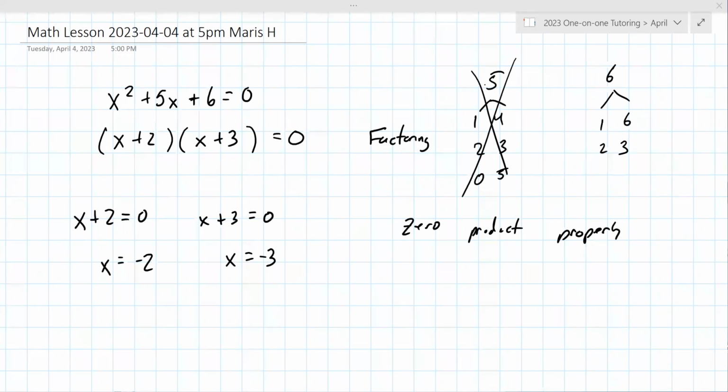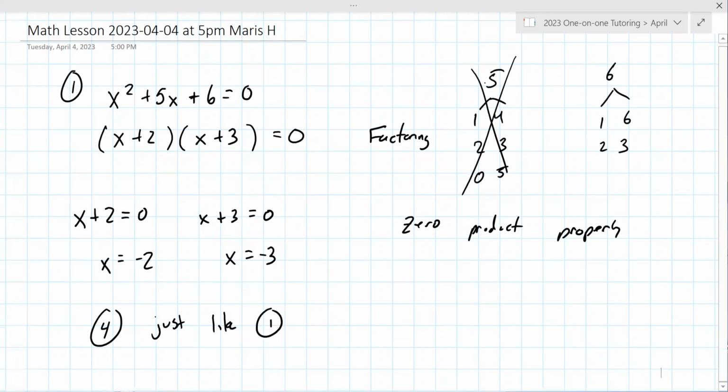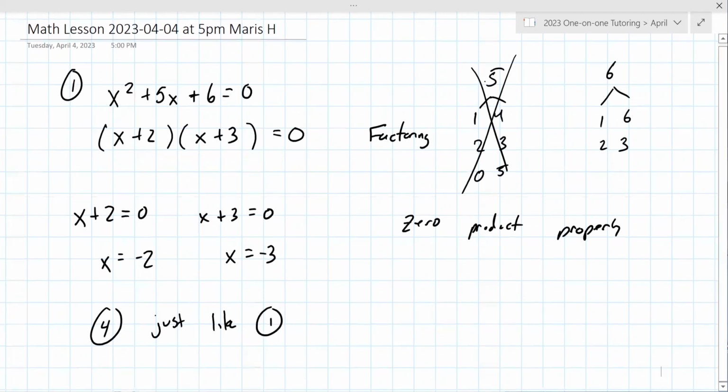No. All right. So I'll just make a note of this. 4 is just like number 1. So if we have time, we'll come back to that. But let's go look at number 3 together. All right.